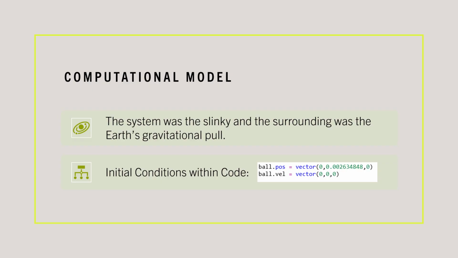For the computational model, the system was the slinky and the surroundings were Earth's gravitational pull. These are the initial conditions within my code. The ball position vector has all values 0 except for the y position, and the velocity was 0 because the hand was stationary before it dropped the slinky.